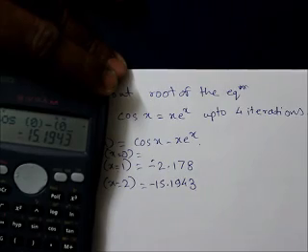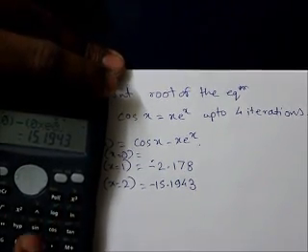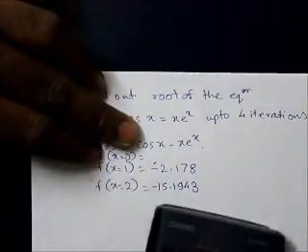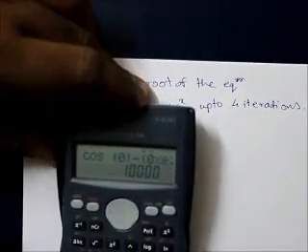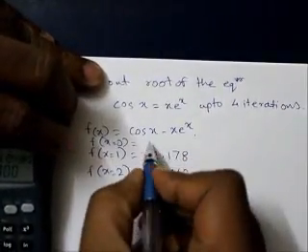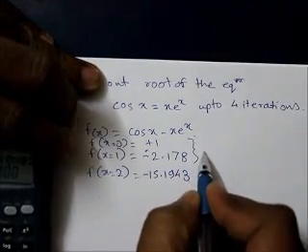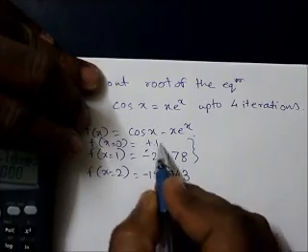0 into e raised to 0, which is going to be 0 anyway. Take a look at this one. Okay, so this is positive 1 plus 1. Okay, so this is the interval that we were looking for. 0 to 1, sign change occurred.